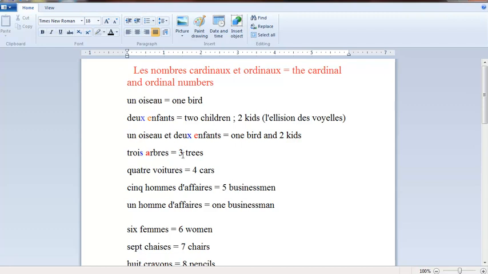3 arbres. 3 trees. 3, it's number 3. 4, it's number 4. 5, it's 5. Un homme d'affaires, it means 1 businessman. 6 femmes, 6 women. 7 chaises, 7 chairs. Notice the pronunciation. 7 chaises. 7 chairs.